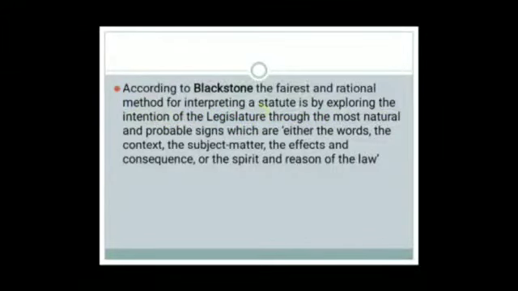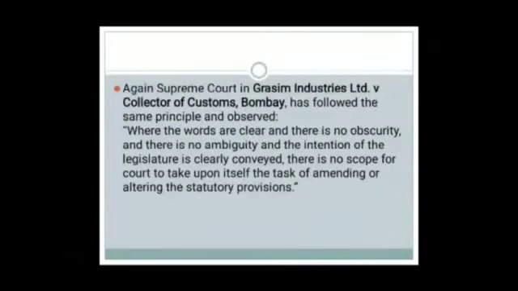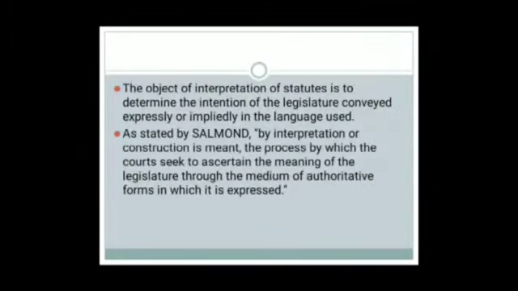To know the intention, he has focused on the intention of the legislature through the most natural and probable signs, which are either the words, the context, the subject matter, the effect and consequence, or the spirit and reason of the law. How will you find the intention of the legislature? That is the fairest and rational method for interpreting a statute. So that's it. This was about interpretation of statutes.